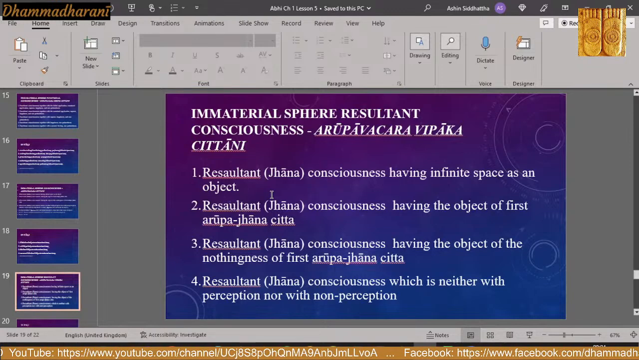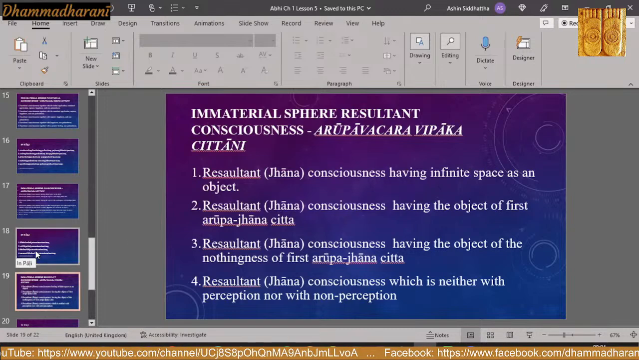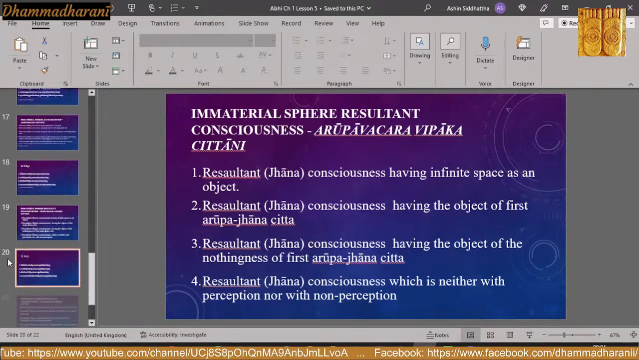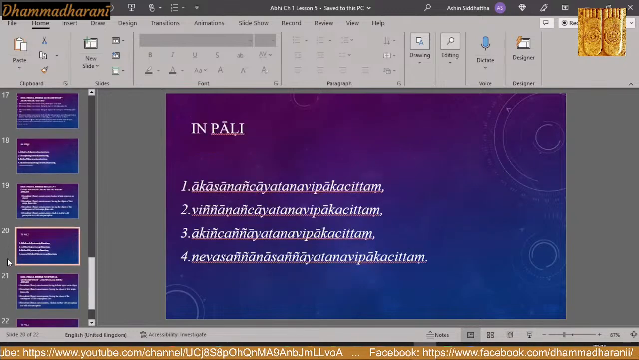Resultant Jhana consciousness, which is neither perception nor non-perception. The similar Pali terms: Akasanancayatana Vipaka Chitta; second one, Viññānancayatana Vipaka Chitta; third one, Akinchanyayatana Vipaka Chitta; fourth one, Neva Sanya Na Sanyayatana Vipaka Chitta.